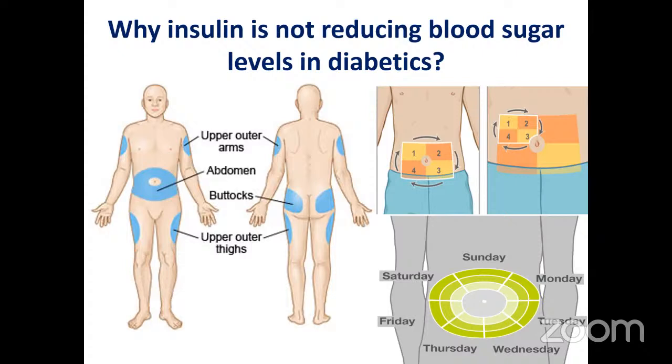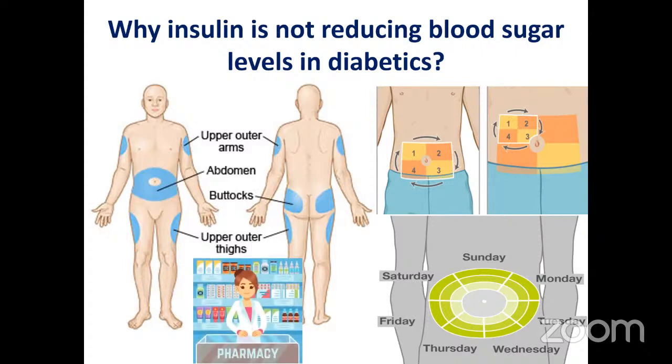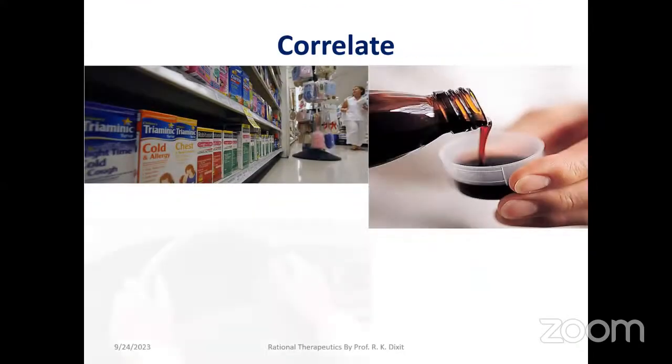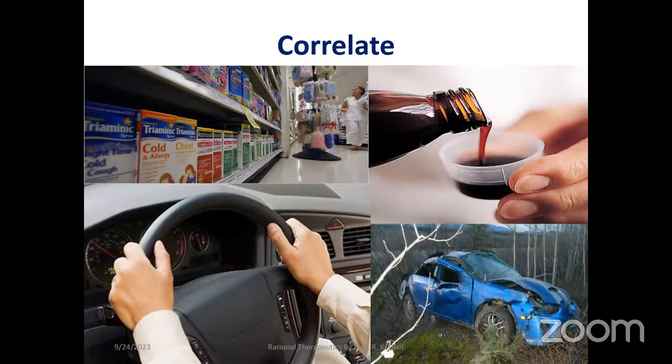Insulin is not working. The reason is that insulin is to be administered at certain points, but unfortunately it was not being administered there. Nobody told, neither the doctor nor the pharmacist, and ultimately the sufferer is the patient. He is taking insulin, but unfortunately, no effect. So sometimes these things happen.